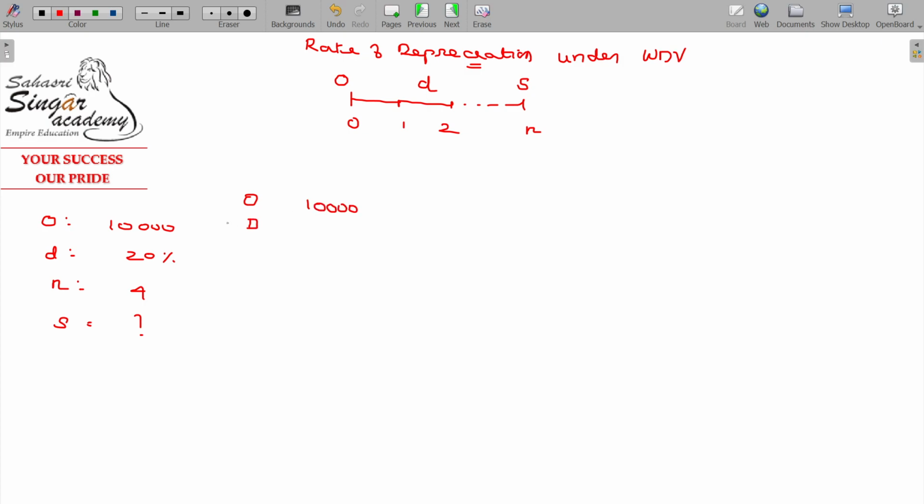Amount of depreciation for the first year at the rate of 20% on this being 2,000. 8,000 will be called the scrap value by the end of the first year. Depreciation for the second year, 20% on the 8,000, is 1,600. And scrap value by the end of the second year is 6,400.